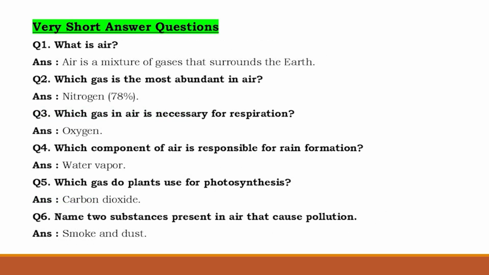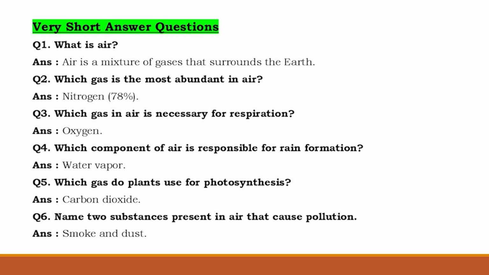Very short answer questions. Question 1. What is air? Answer. Air is a mixture of gases that surrounds the Earth. Question 2. Which gas is the most abundant in air? Answer. Nitrogen, 78%. Question 3. Which gas in air is necessary for respiration? Answer. Oxygen.